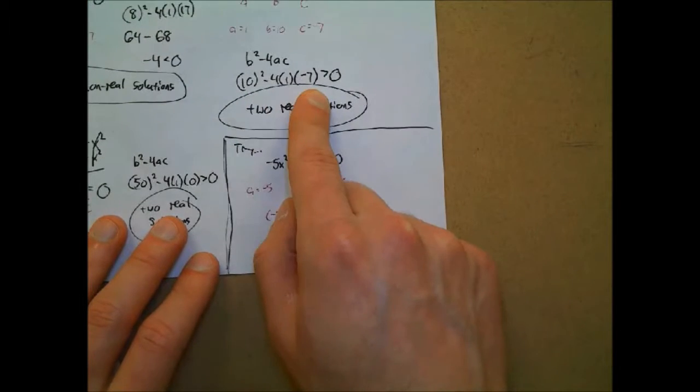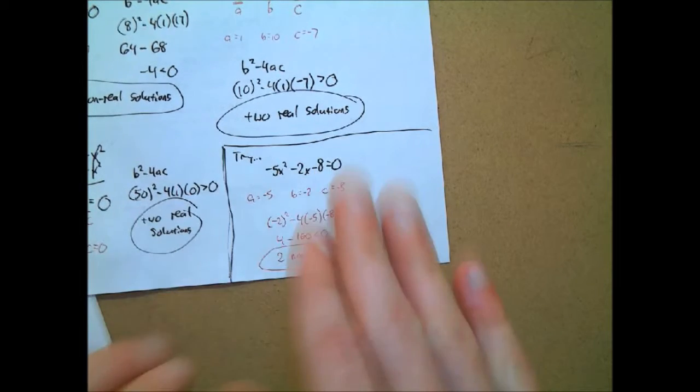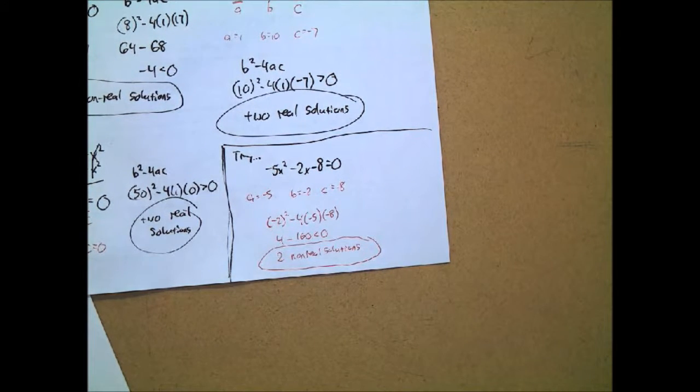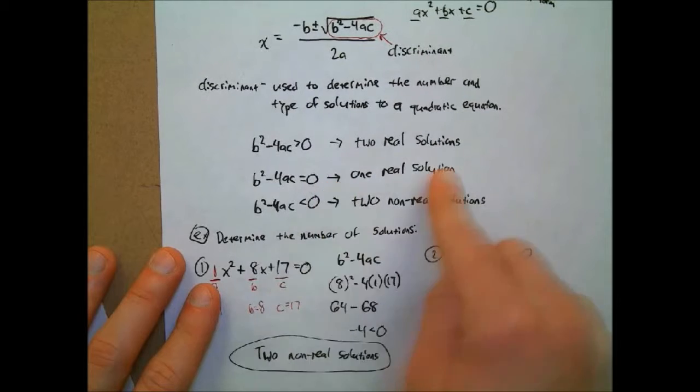And again, if you're unsure, you can literally type this whole mess in your calculator. Just type in 10 squared minus 4 times 1 times -7 in the calculator. It will multiply it out correctly. You don't need anything more. Just this is enough to tell us whether we have 2 real, 1 real, or 2 non-real solutions.